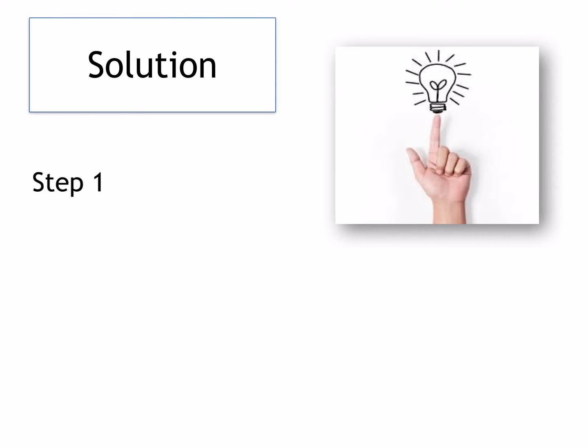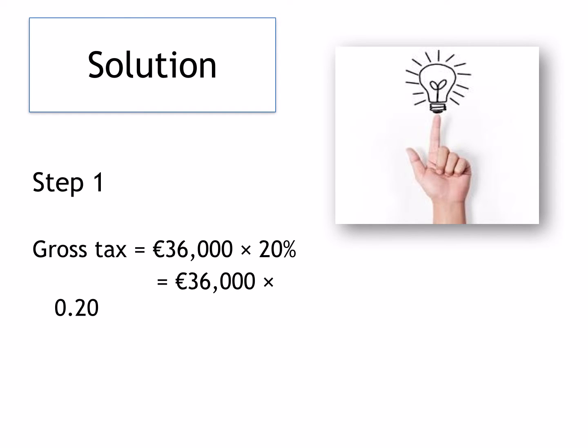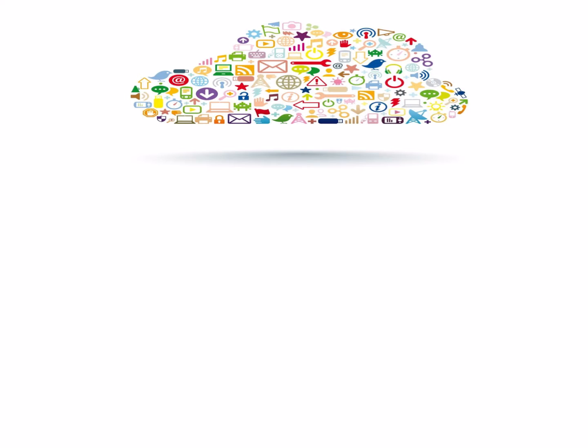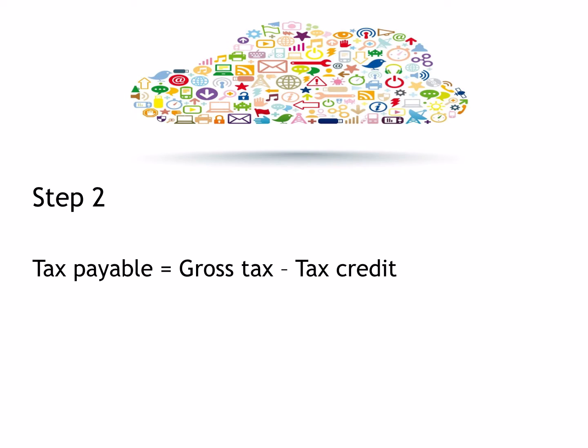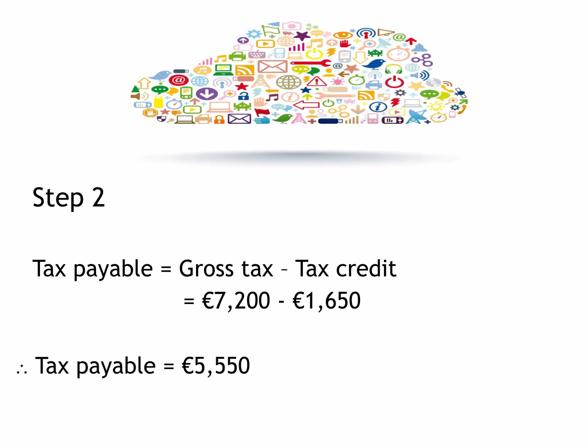Step 1. To calculate Kate's gross tax, we get 20% of €36,000. This works out at €7,200. Step 2. We must now calculate her tax payable, which is gross tax minus tax credit. So €7,200 minus €1,650 gives us tax payable of €5,550.